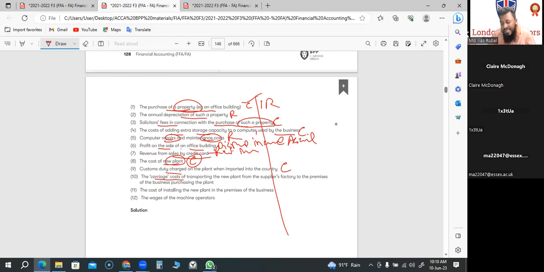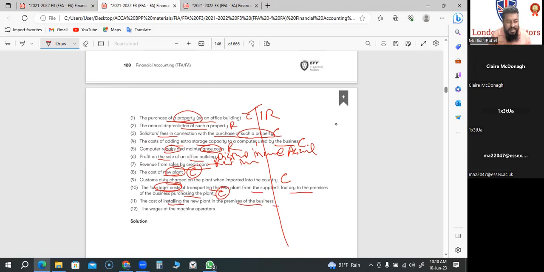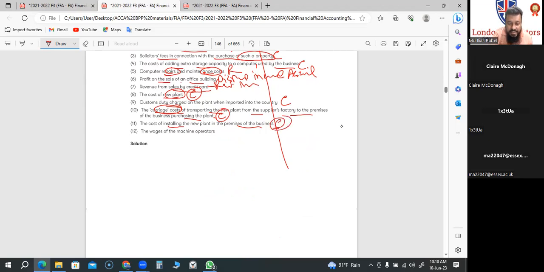Carriage cost, transporting the new plant to the factory premises. Right answer. All of you said capital expenditure. Cost of installing. Installation cost, do you remember? Yes, right. Capital expenditure. Last one, wages, salary, or whatever like that, to an operator. Yes, right. Well done. Mohammed, Claire. Then who is this one? The Zoom names are sometimes very unusual, aren't they? That's revenue anyway.